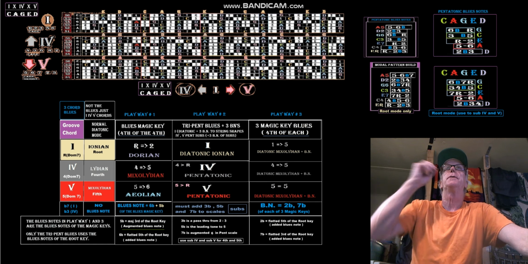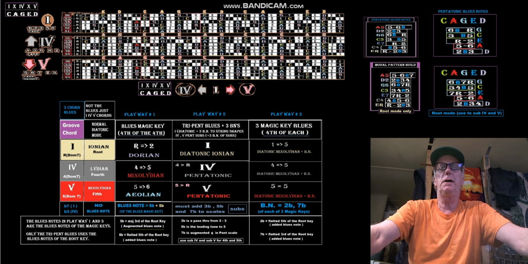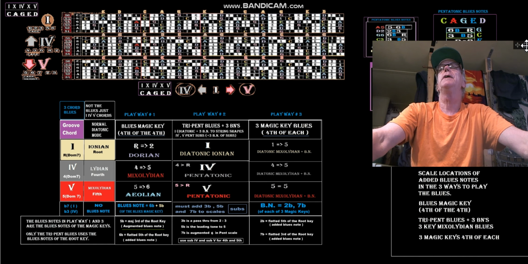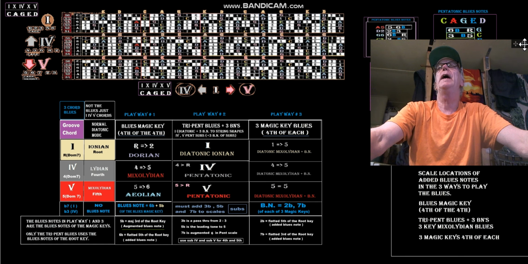And today we're going to start continuing on the blues, kind of refining my techniques for the blues that I'm sharing with you. I've got essentially a chart here. We've got chart 367, scale locations of added blues notes in the 3 ways to play the blues. I was talking about 3 ways, it might be 4 ways there, and then the rhythm, but I'm talking about 4 ways to play the lead on the blues.